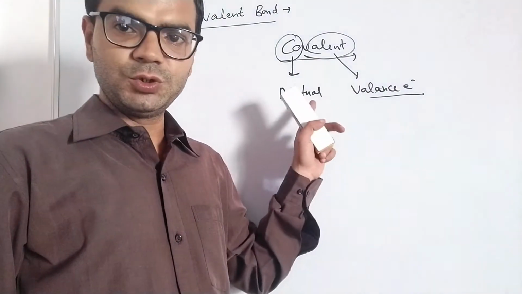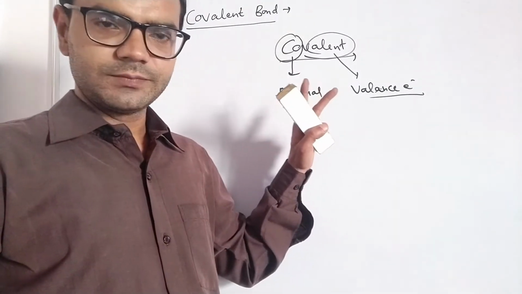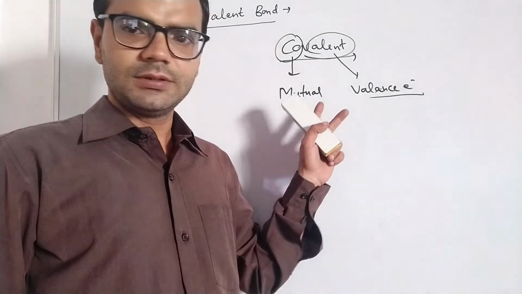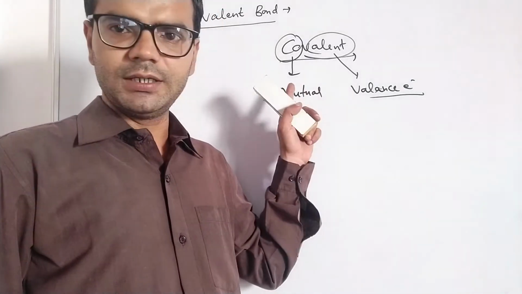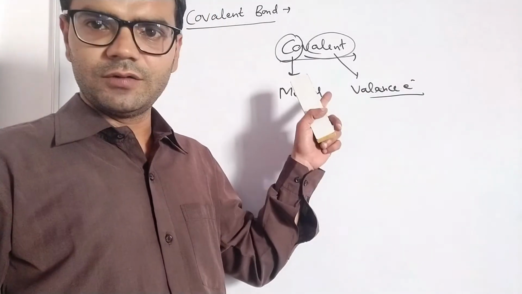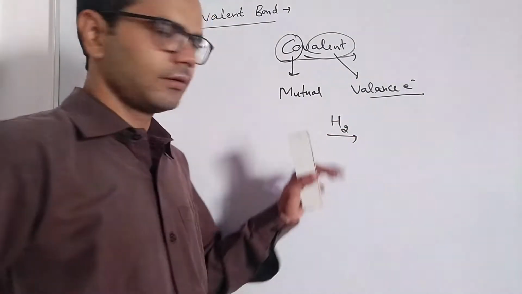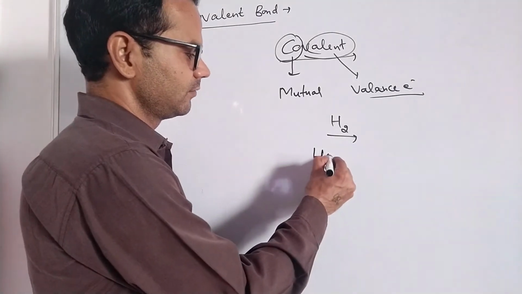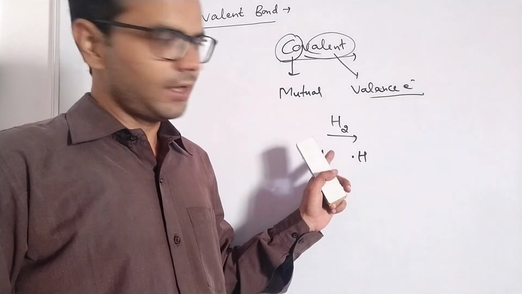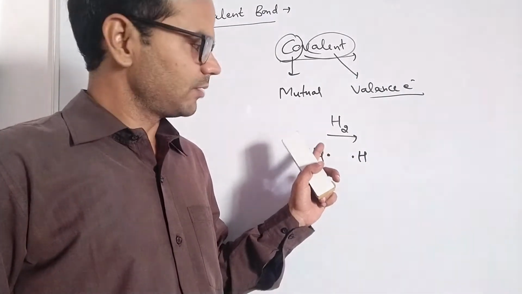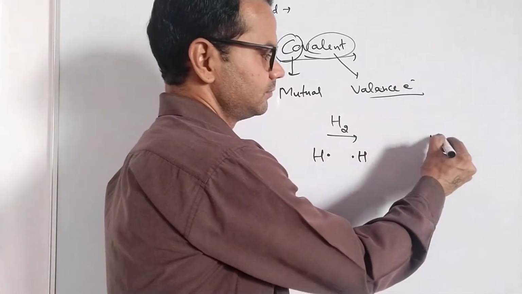The bond formed by mutual sharing of electrons between two electronegative atoms means this type of bond is formed between non-metal and non-metal. The bond between metal and non-metal is always ionic, and between non-metals it is covalent. For example, we have hydrogen. Hydrogen contains one valence electron, and how can it become stable? It can become stable by achieving noble gas configuration, and the nearest noble gas is helium.